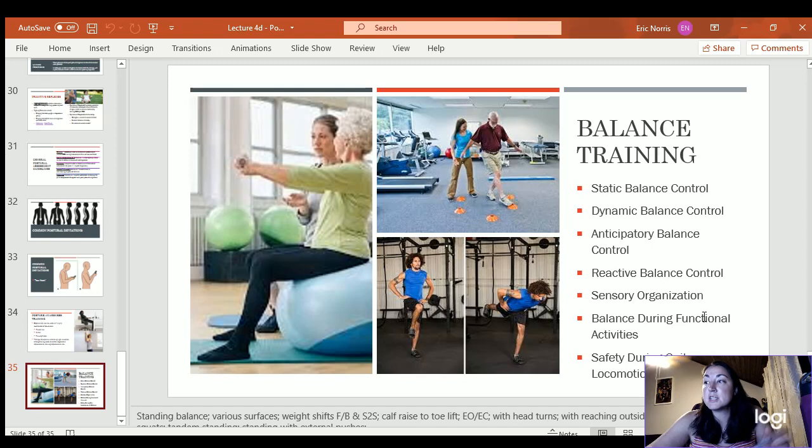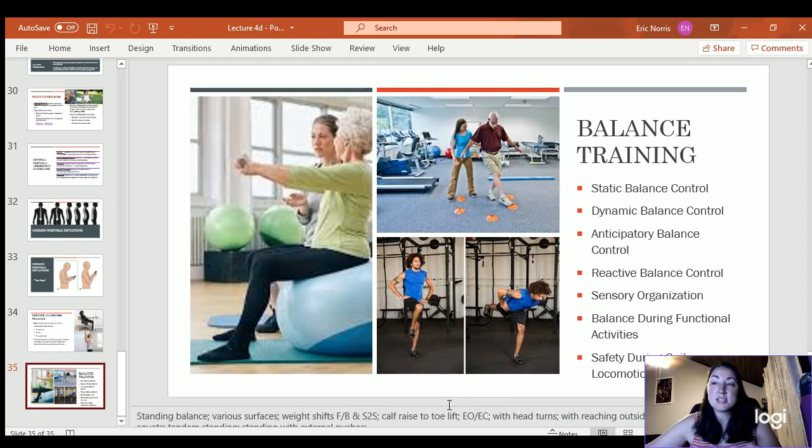And then safety during gait, locomotion, balance, all that stuff. Of course, make sure they have the gait belt on, make sure that you are close by, but also teach them, if they're ever at home trying to work on balance, maybe to do seated balance or do balance activities in a corner. So if they start to fall, they can just lean back against the corner.